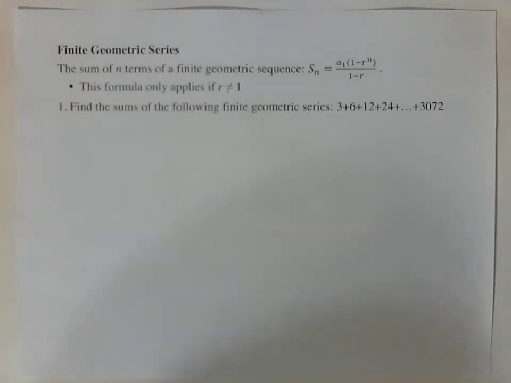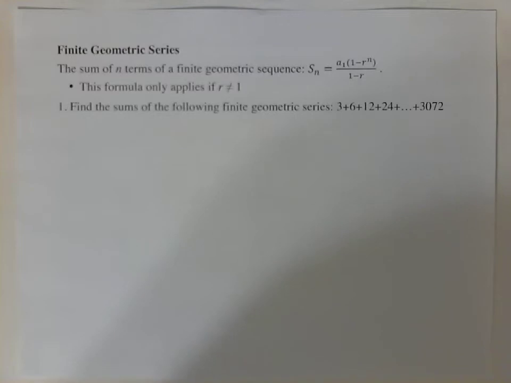I'm Shay Ortega. I'll be helping you out today, and today we'll be looking at geometric series, finite geometric series. The sum of n terms of a finite geometric series is represented by S sub n equals a sub 1 multiplied by the quantity 1 minus r to the power of n, divided by 1 minus r. This formula only applies if r does not equal 1.